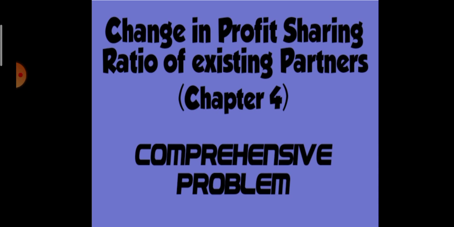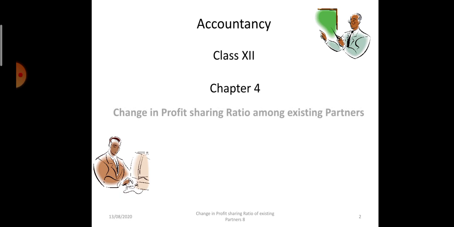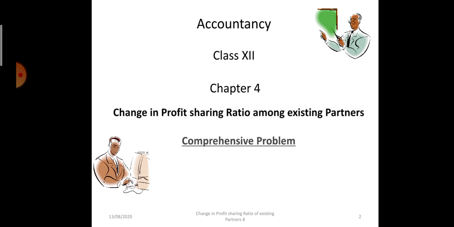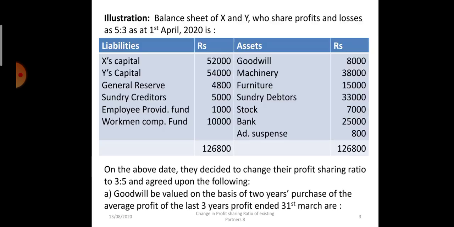It includes all the adjustments, so we will be following the procedure. Develop yourself to follow a particular pattern, so that almost every time you get the correct answer, you don't have to go back and check your steps. So in class 12th accountancy chapter 4, change in profit sharing ratio among existing partners, we are taking one comprehensive problem so that all the points can be discussed again.